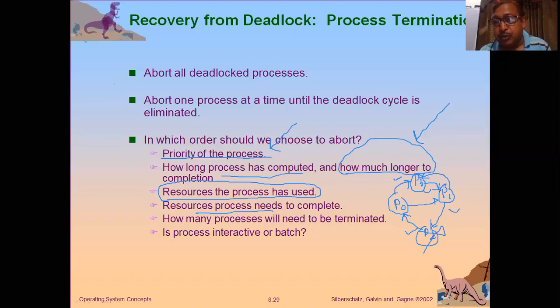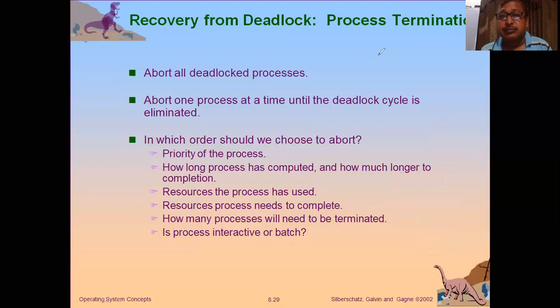Instead, if I remove this process, it will remove this cycle and this cycle also. So this should be a better choice. P1 should be the better choice to be aborted or terminated. The second thing, I have to select whether it is an interactive process or a batch process. So I can decide based upon these criteria.